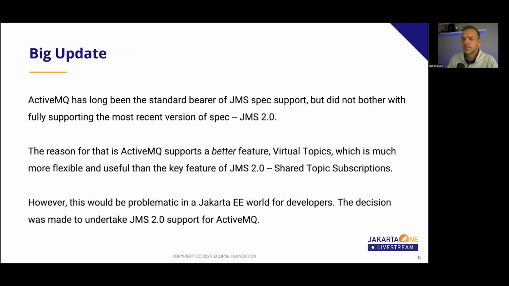Secondly, the big update that ActiveMQ had in the technical debt areas is this: while ActiveMQ has long been the bearer of the JMS spec standard, and it's been very good in that area, many people, like I said, use it to certify their products for JMS compatibility. There's a big feature that was added in JMS 2 that ActiveMQ for a long time didn't really bother with, and the reason was because there was a better feature known as virtual topics, which was much more flexible and useful than that key feature, the shared topic subscriptions.